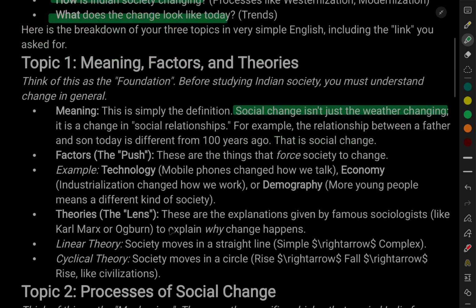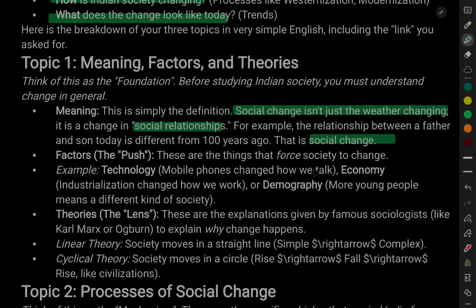So our first topic is the meaning, factors and theories of social change. Think of it as a foundation. Before studying Indian society, we must try to understand these changes in general. First, the meaning, which is a very simple definition. Social change is not like the weather changing, but a change in social relationships. For example, the relationship between father and son is different from 10 years ago. This is called social change.